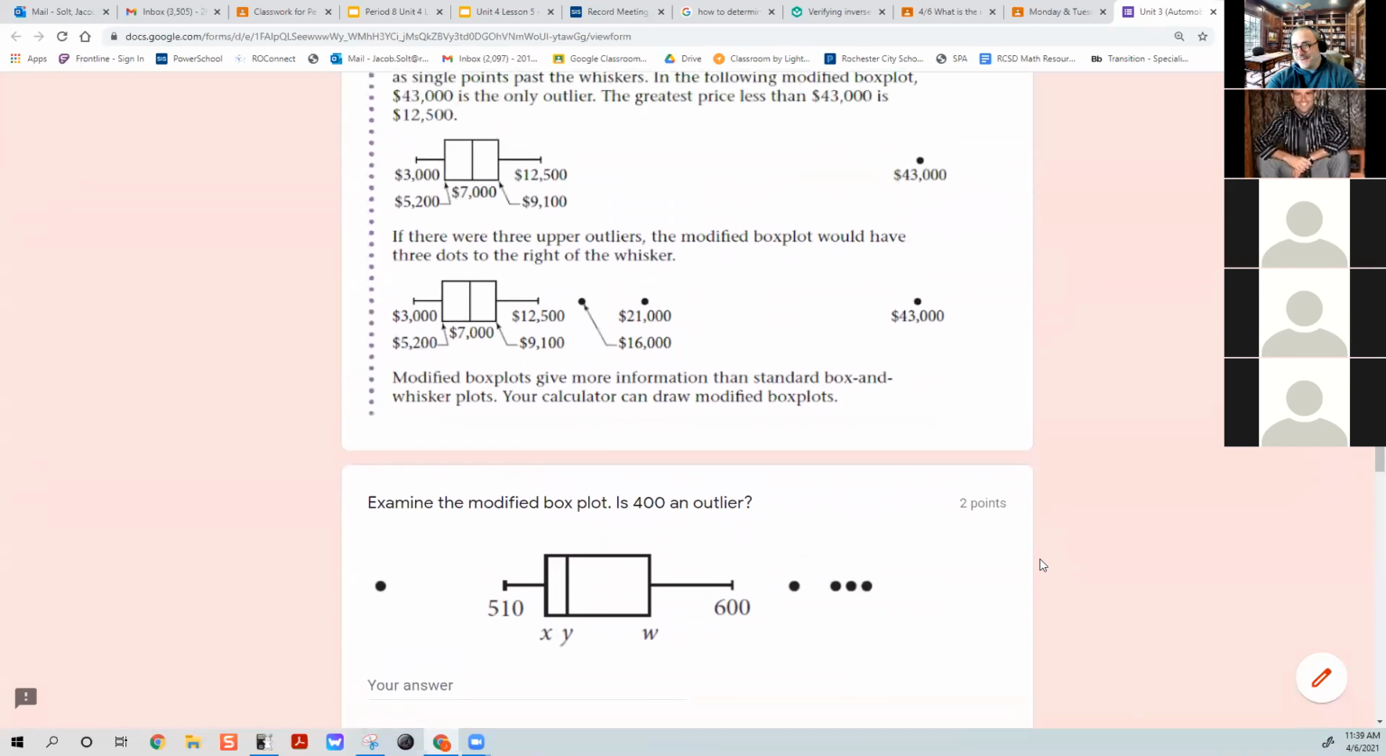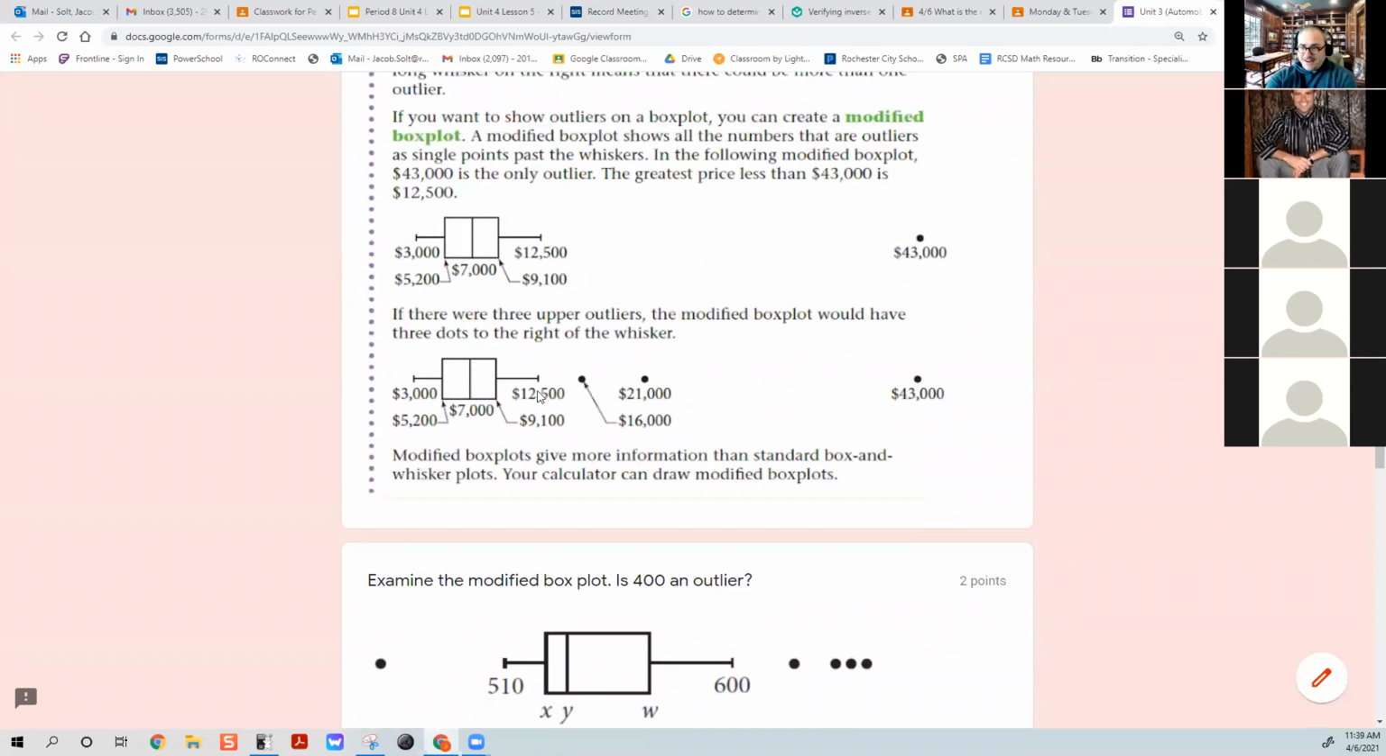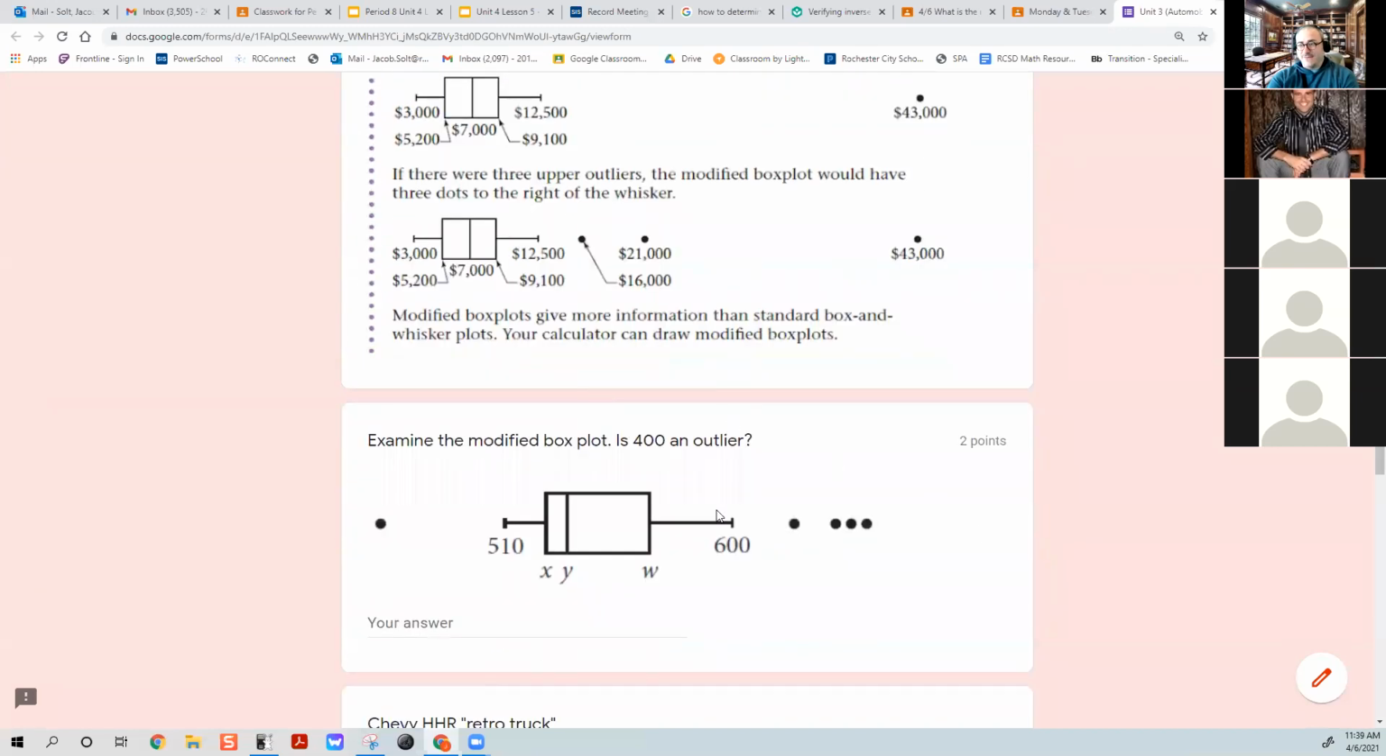So I'll just review a little bit for a second. When we're looking at a modified box plot, the outliers are represented as dots. To find out if 400 is an outlier on this modified box plot, we'd have to ask: is 400 represented as a dot on this modified box plot? Is 400 represented as a dot?